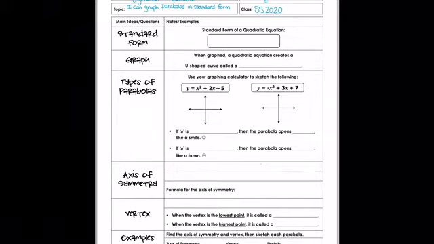Today's learning target is to be able to graph parabolas in standard form using the vertex and line of symmetry. So, a couple of things that you're going to need to know before we begin. First is, what is the standard form?